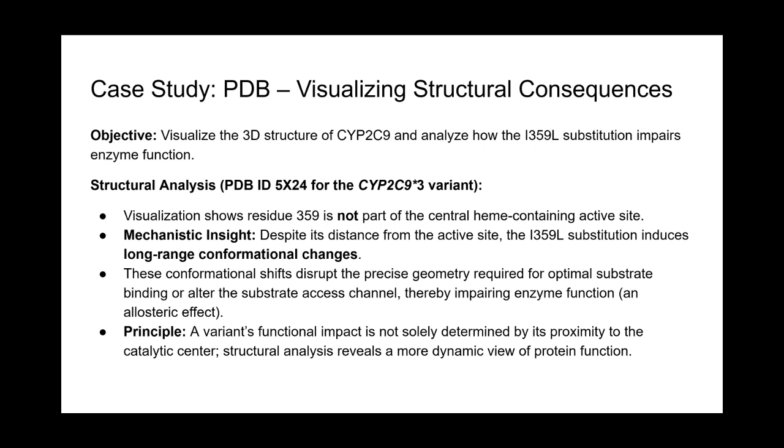The process begins by searching the Protein Data Bank, a comprehensive database of protein structures. To do this, navigate to the homepage of the Research Collaboratory for Structural Bioinformatics Protein Data Bank and search for the term CYP2C9. This search will yield multiple structures related to this protein. For our analysis, it is important to identify two key types of structures.